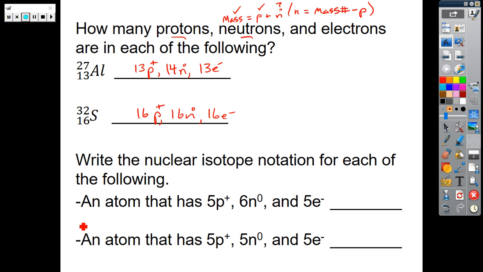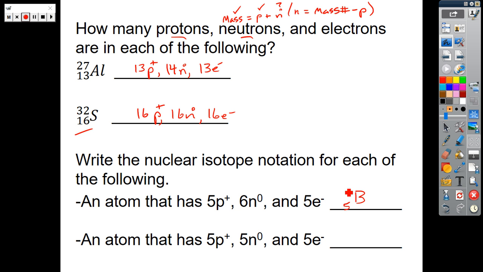All right, let's try a couple going the other way. What if we know the protons, neutrons, and electrons, and we need to get ourselves to an isotope notation, so something that looks like this? All right, well, remember, the bottom number is the atomic number. And the atomic number also is the same as the number of protons. And so in this example, if I've got 5 protons, I know that bottom number is going to be 5. That number 5 also tells me what element it's going to be. If you look at the periodic table, element number 5 is boron, which has a symbol of B.